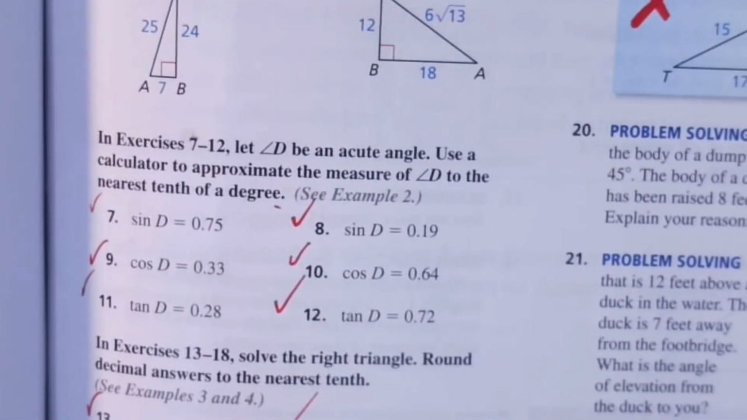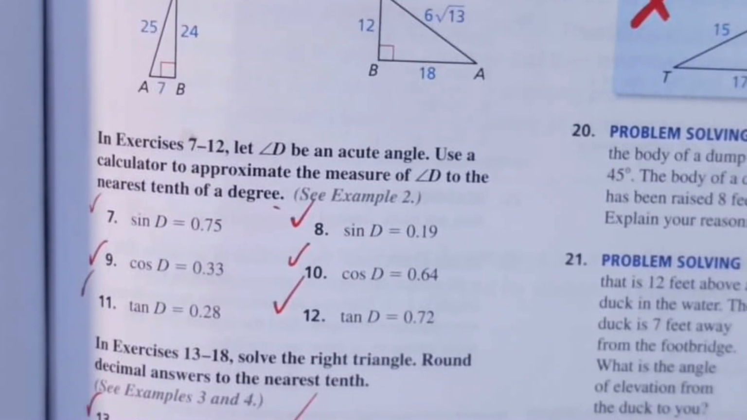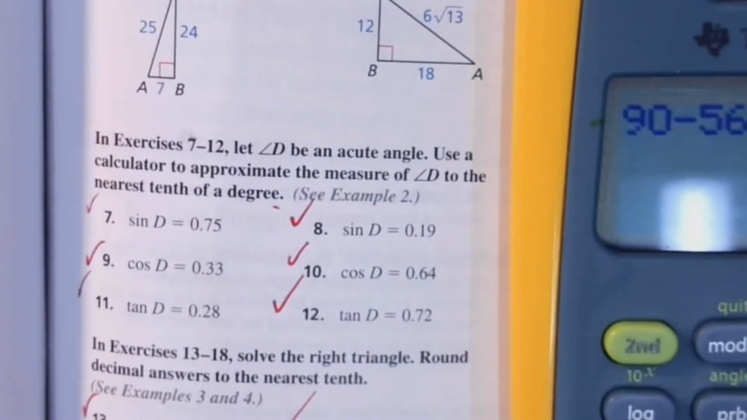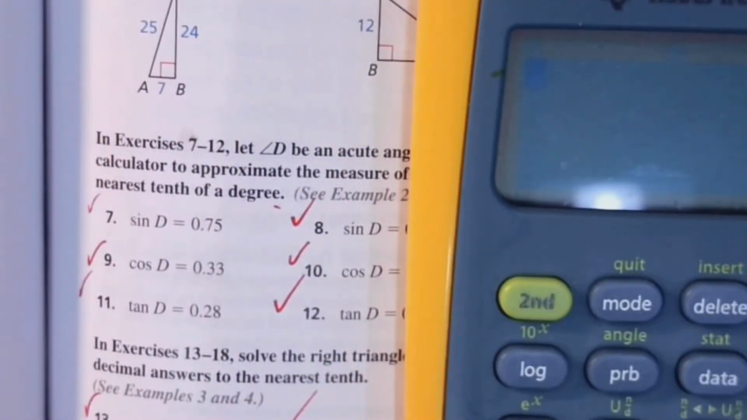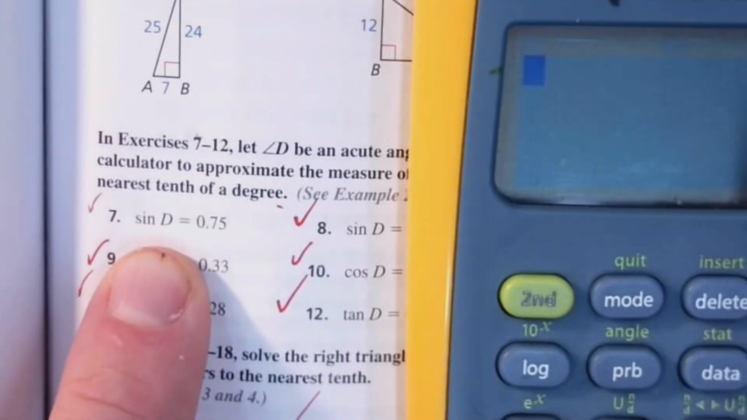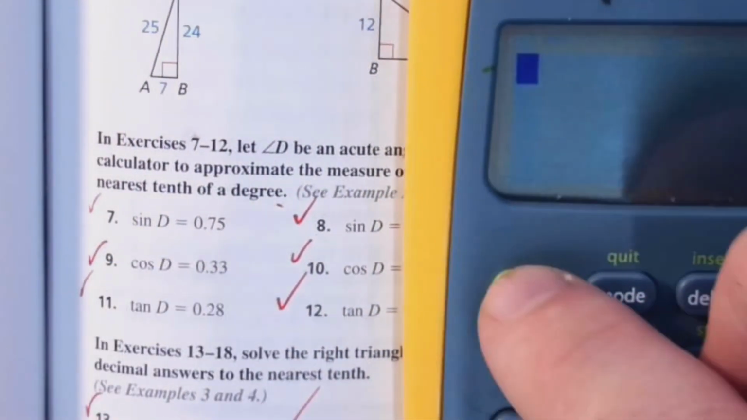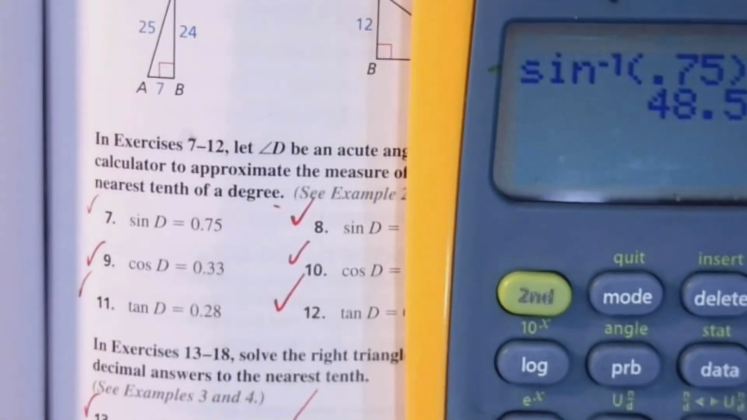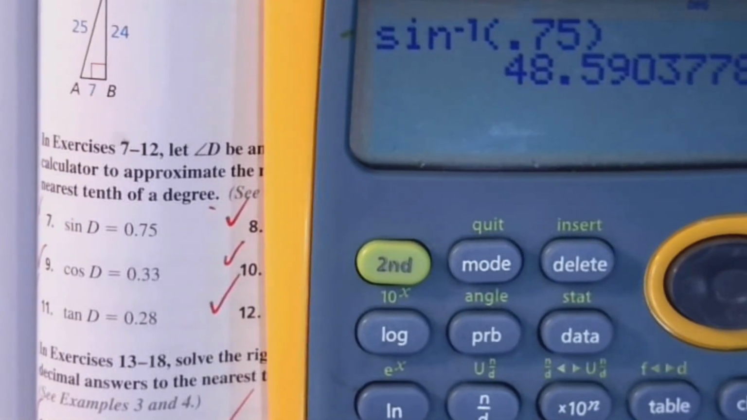In exercises 7 through 12, let the angle be an acute angle. Use the calculator to approximate the measure to the nearest tenth of a degree. Okay? This is what it literally wants you to do. And people struggle with this on the test, and I don't know why, and I don't know how to stop it. They want you to do, okay, let's look at this one. I'm going to type it in. Done. Is that all I have to do?